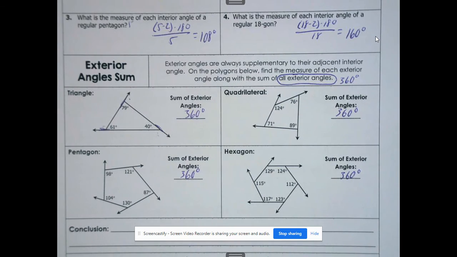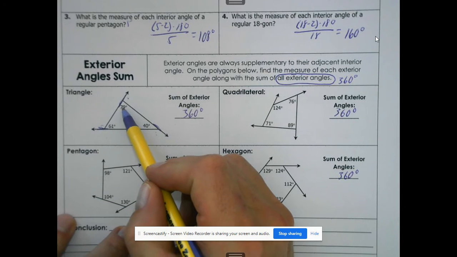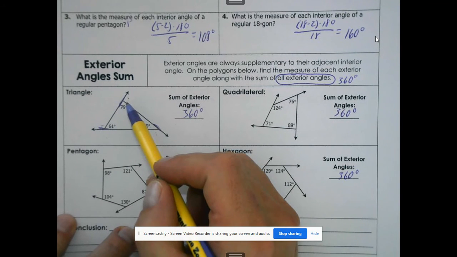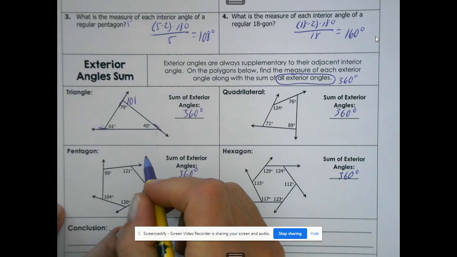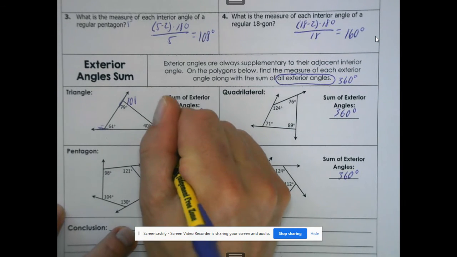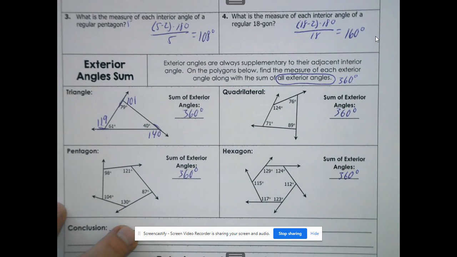Easy points. All right. Then they want us to find each of the outside angles. So remember, all you have to do is take 180 minus the inside angle to get the adjacent angle, right? These are a linear pair. So this guy would be 101. This guy's 140. This guy's 119. Just take 180 minus the inside angle. No big deal. I'll do one more and I'll just kind of skip over these ones.